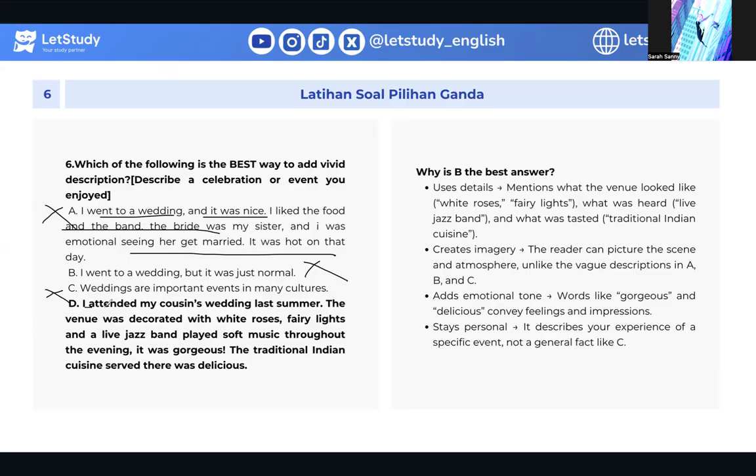D, I attended my cousin's wedding last summer. The venue was decorated. There was a live jazz band. It was gorgeous. The traditional cuisine served there was delicious. Jadi, first of all, it actually answers the question, I attended my cousin's wedding last summer, and it gives details on why, it is a good celebration or event that you enjoyed. And because of that, D is the correct answer. Sorry, it's not B. It's D. Yeah? Okay. Now on to the next questions.